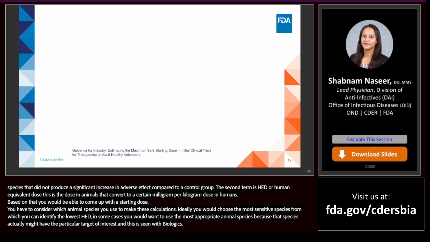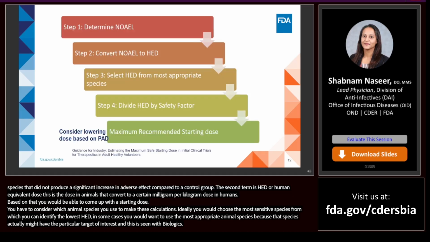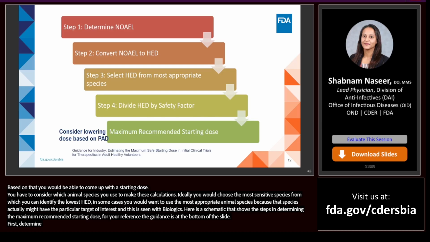So here's a schematic that shows the steps in determining the maximum recommended starting dose, and for your reference, the guidance is at the bottom of the slide. So first you would determine the NOEL, which is a starting point for determining a safe starting dose for new molecular entities in healthy volunteers.